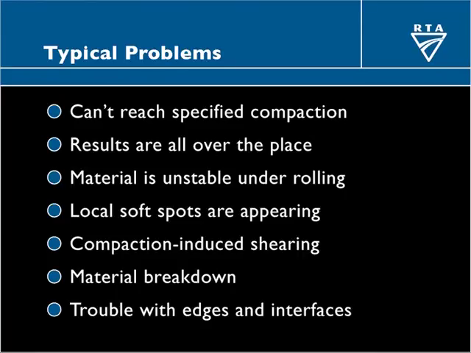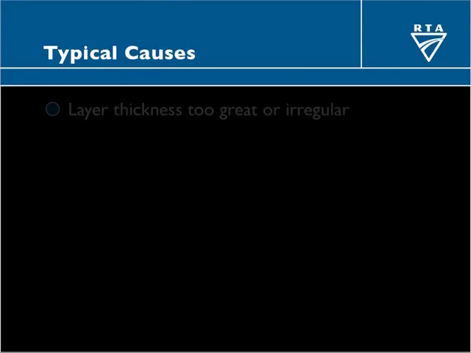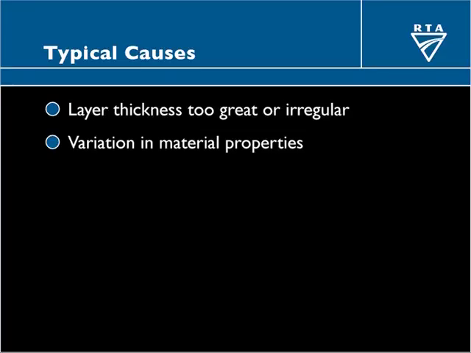That can come for a variety of reasons. Now, some of the reasons for these, and I think you'll be able to deduce many of them: layer thicknesses are too great, so rollers just cannot reach the bottom of the layer, or they're irregular. You get variation in material properties through the lot. The extent of that depends on what you're doing. In some cases it's very uniform, but in others, particularly with earthworks or from a variable quarry source, it may be all over the place.